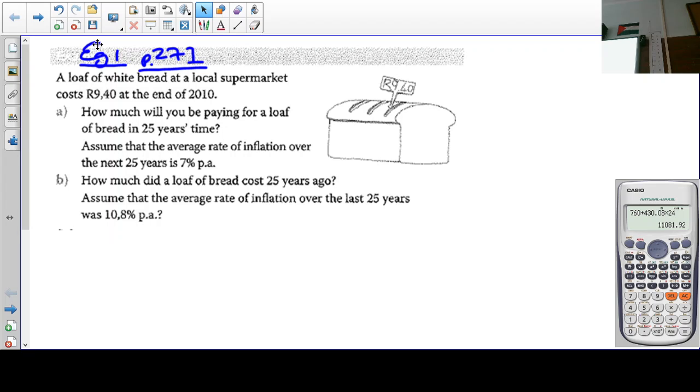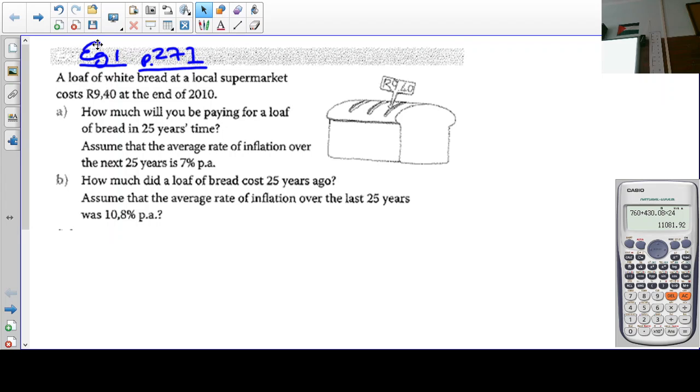So we are told that a loaf of white bread at a local supermarket costs 9 rand and 40 cents at the end of 2022. So you see this book was written in I think 2008, even not 2009 era. And they changed from the one syllabus to the CAPS. You guys do CAPS, isn't it? CAPS syllabus. So that was in the 2010 era. So this book was written. So in 2010 the bread costed 9 rand approximately.